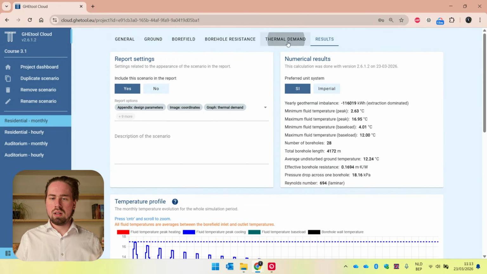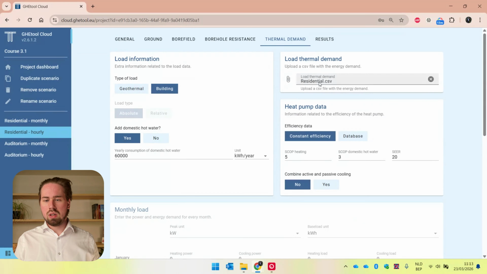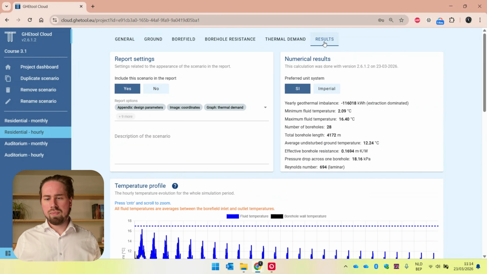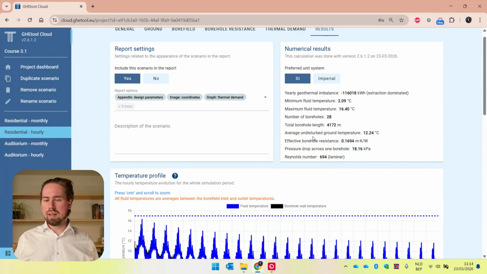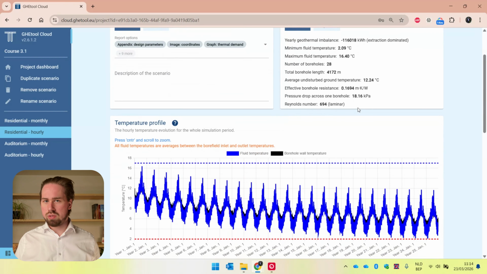Now, instead of working with monthly load profiles, if we go to the second scenario, what I did is I just downloaded the hourly load from my building simulation software and I uploaded it here. Still kept my 60 megawatt hours per year of domestic hot water demand. And over on our results tab, we now see a totally different story. So here our maximum limit is significantly below our 17 degrees, and we're actually way closer to our minimum limit. So in both cases the design was correct, but due to different reasons. And that's perhaps a little bit strange.